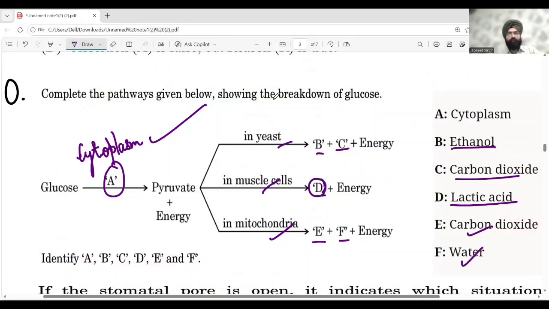Any doubt? Okay. Just pause the video if you have any doubt and you can check it. Then you can continue. Okay. This is in the absence of oxygen. When there is a lack of oxygen, then these products are formed. And this is, yeah, presence of oxygen. Okay.